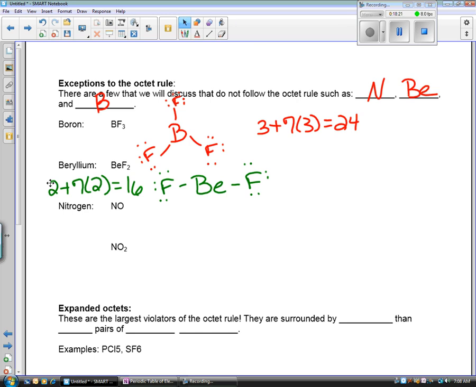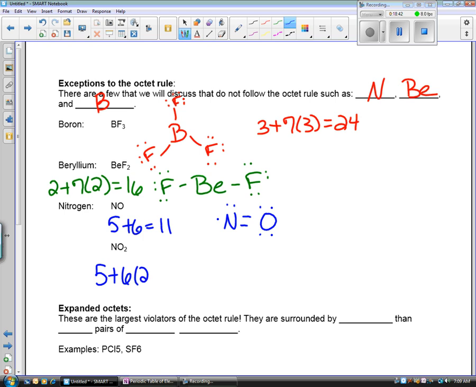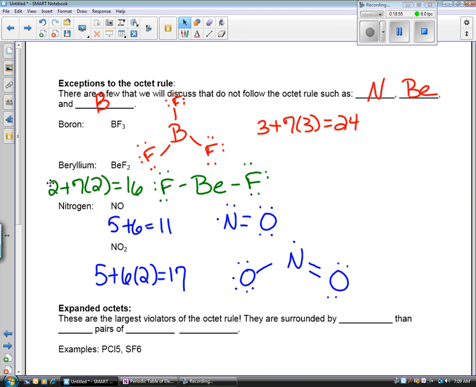Now, nitrogen's weird because he comes in with an odd number. So 5 plus 6 is 11 for this one. Now, 11's just weird. So if you have one of those where you have nitrogen involved and it gives you an odd number, nitrogen's the one that goes with 1 on one of its sides. Otherwise, they're all going to be paired somewhere. Nitrogen's your random one that might only have 1. Like 5 plus 6 times 2 is 17. So for this one, we have oxygen to nitrogen, oxygen. Nitrogen has 1 up there. Oxygen will always be filled with 8, just like every other element. These are just some random ones that will not have full octets.